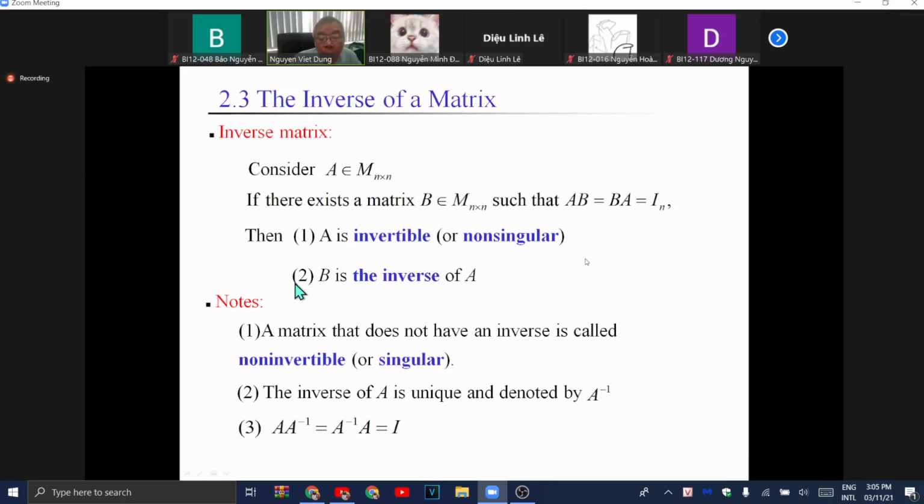The inverse of A is unique, and we denote it by A inverse like that.